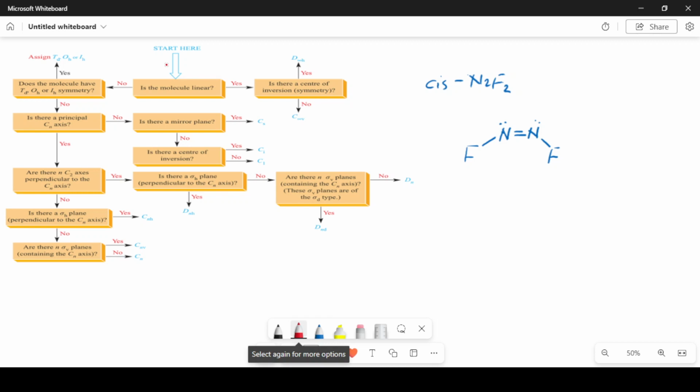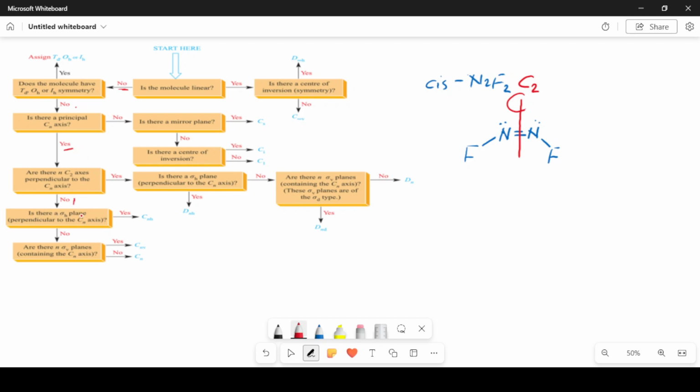Is the molecule linear? No, it's not linear. Does the molecule have TD or OH-IH symmetry? Wala, di ba? It's not tetrahedral or octahedral. And then for the third, is there a principal axis CN? Yes. Ito ang principal axis CN natin, C2. Is there another principal axis present? Okay. So, yes. And then, are there N C2 axes perpendicular to the CN axis? Meron ba? Wala naman, di ba? Kasi pagka nirotate mo yan, hindi na siya symmetrical or indistinguishable to its original configuration. So, it's a no.